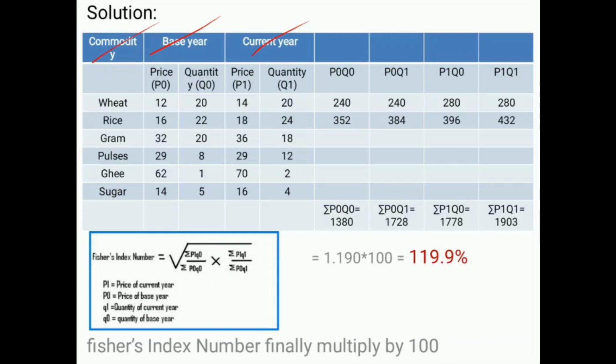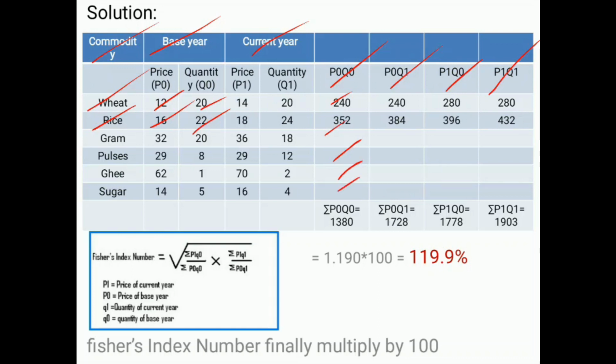In order to find Fisher's ideal index number, we need to get 4 columns, that is P naught Q naught, P naught Q1, P1 Q naught and P1 Q1. So this has to be calculated. What is P naught Q naught? Just multiply the P naught values with Q naught values of all the rows. For wheat, 12 into 20 is 240. P naught Q naught is done. Rice, 16 into 22 is 352. Repeat the same for all the rows.